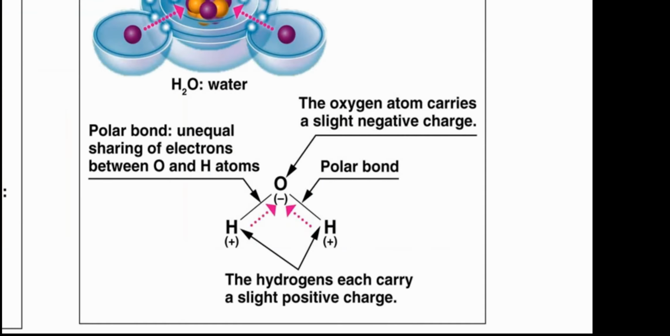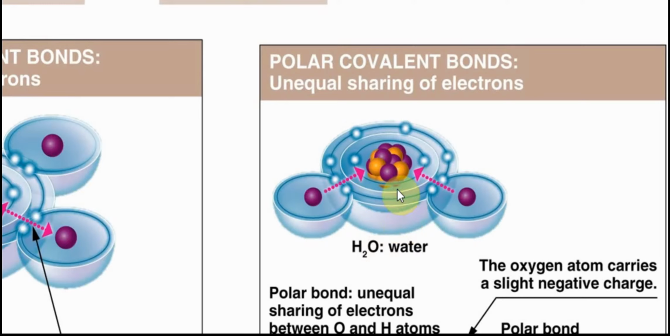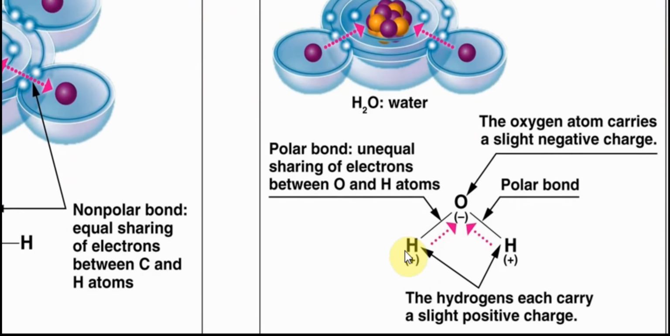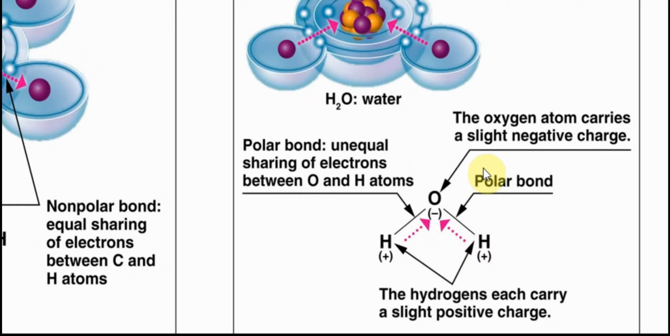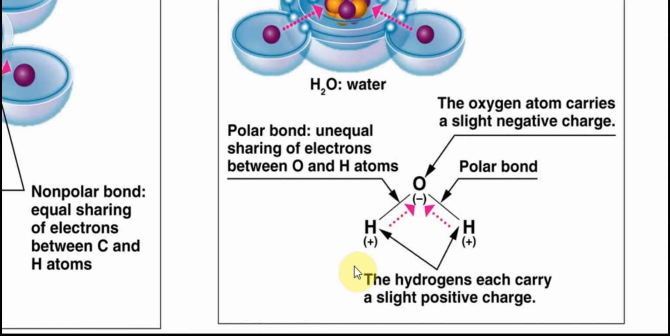If we look at a diagram to remind us what that means, here's the oxygen, here's the two hydrogens, a simplified diagram. The oxygen carries a slight negative charge because it pulls the electrons closer towards itself. Remember that electrons are negative, so it's pulling a negative charge. What that leaves behind is a slight positive charge on each hydrogen because they are losing negativity, so to speak.